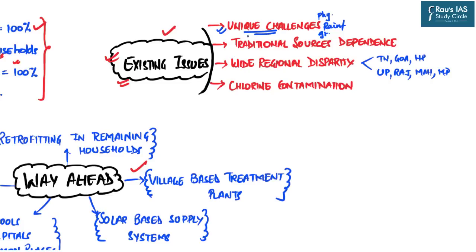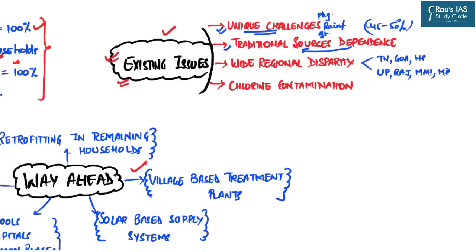The second important issue is that still there is a huge chunk of population which is highly dependent on the traditional sources. Now, obviously, the data suggests that around 45 to 55% of the population is getting the piped drinking water supply, but still there is around 45 to 50% of the population which is not getting the piped drinking water supply.